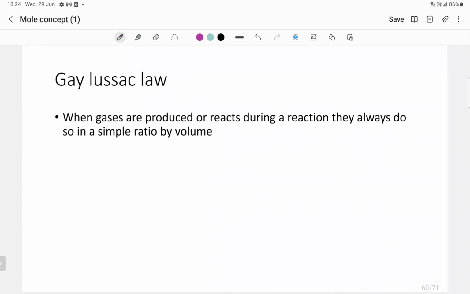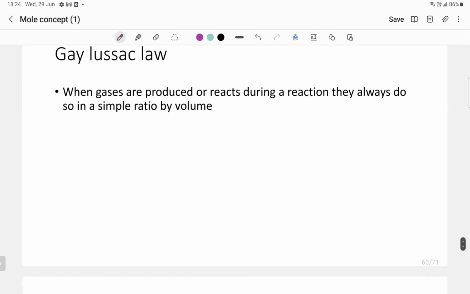In school, we studied the laws. That's all. Gay-Lussac's law is nothing but that. See, if I am taking water, Gay-Lussac's law is for gases. If I am taking H2 and O2, combining the hydrogen and oxygen gas, finally what happens? Your water vapor will be formed. This is your water vapor.